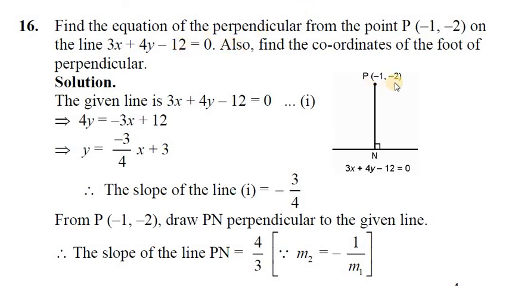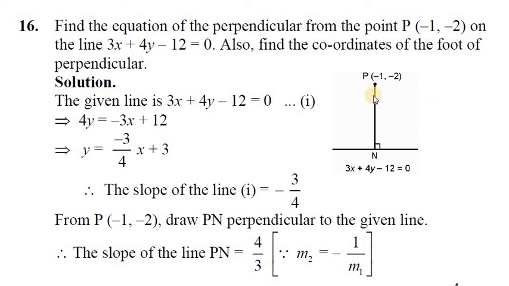So look at the sketch here. This is the point given, (-1, -2), from which we have to consider a perpendicular on the line 3x + 4y - 12 = 0, and this line is this one. So this line is given and the point outside the line is given. From this point to this line, if a perpendicular is considered, then the line PN is perpendicular to this line. So the equation of this perpendicular we need to find.